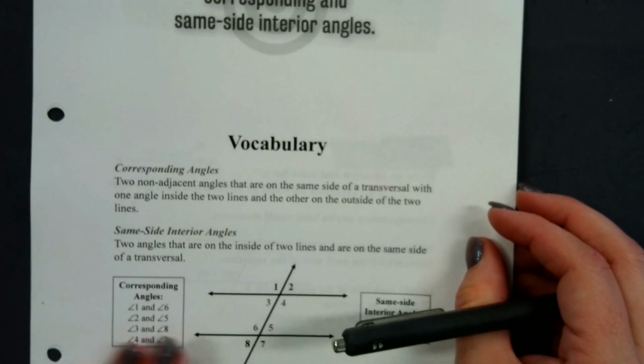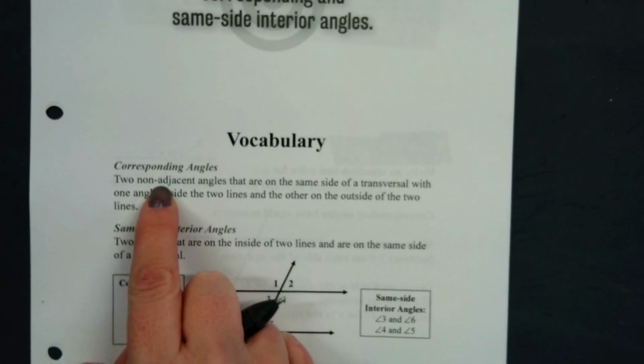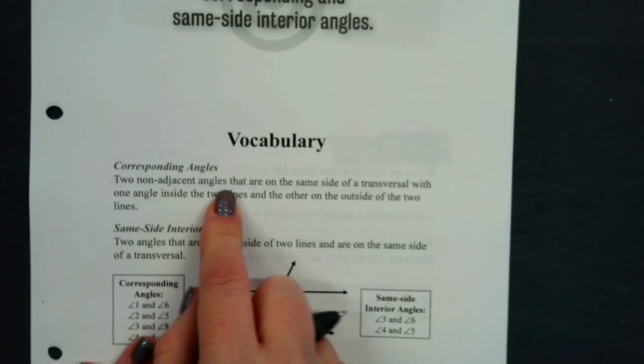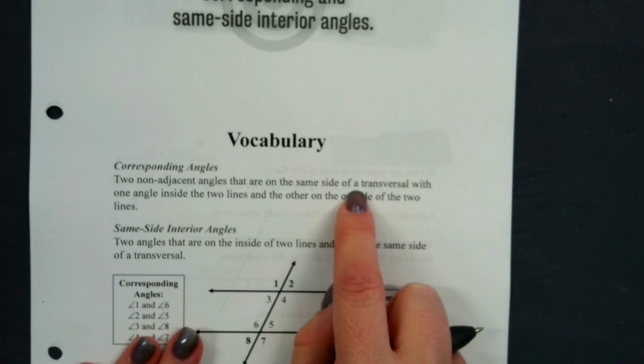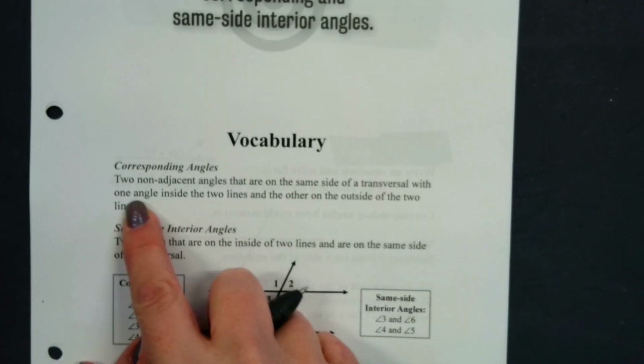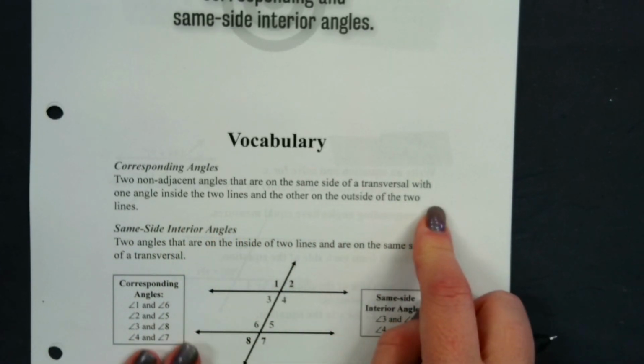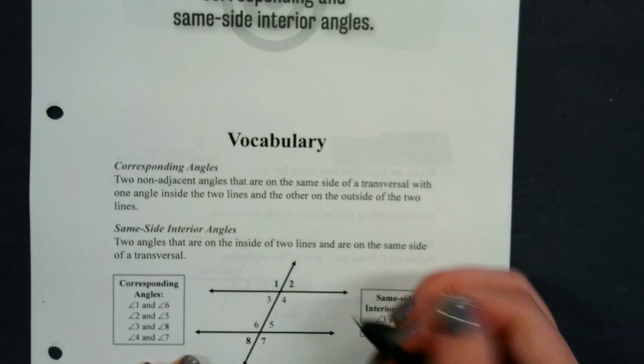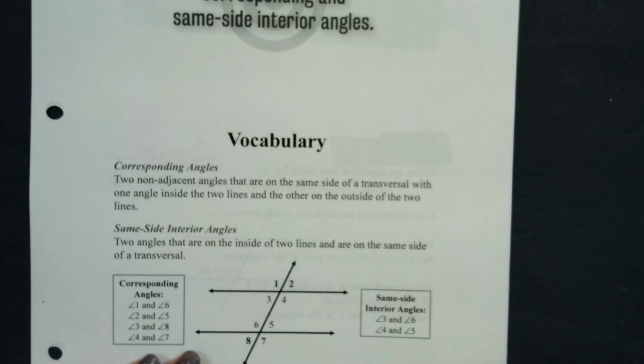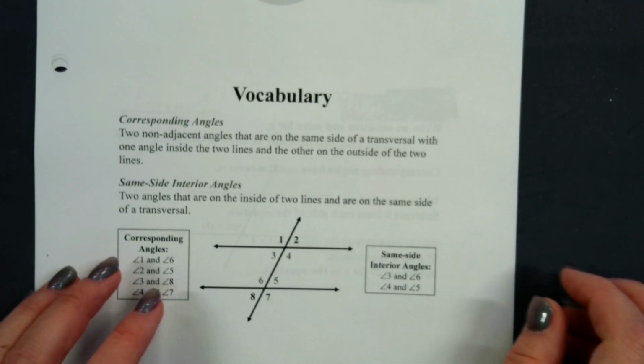Okay, so let's just go over what these mean. Corresponding angles: two non-adjacent angles that are on the same side of a transversal, with one angle inside the two lines and the other on the outside of the two lines. Okay, so remember, that's really wordy, right? Would you guys agree? Did you understand what that just said?